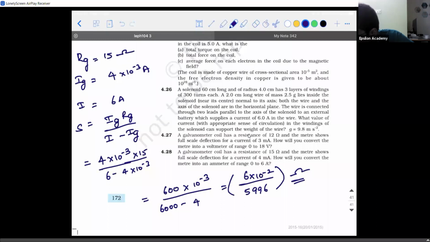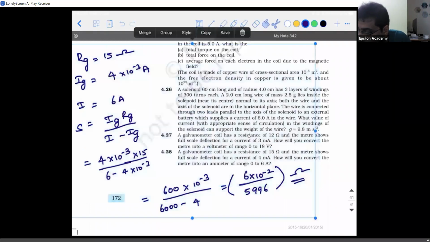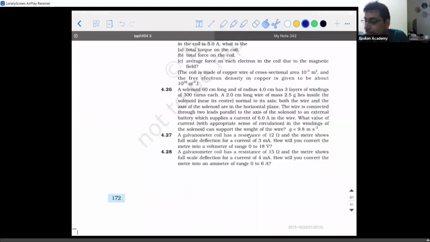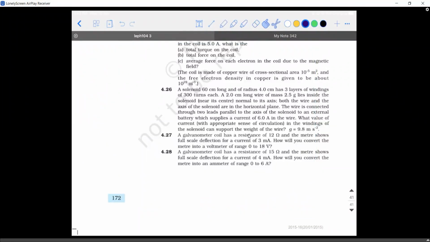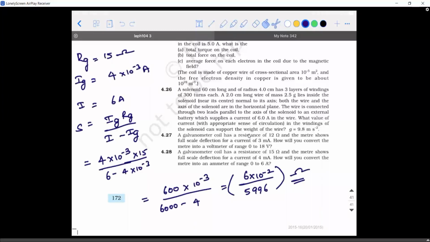Okay. So this is all about the conversion of galvanometer into ammeter and voltmeter. Sir, should it be 5 point something? Actually, the denominator value should have a decimal point, no, sir? So 6 minus 4 into 10 to the power minus 3, sir. So if 6 minus 0.004 means 5.996 should come, no, sir?